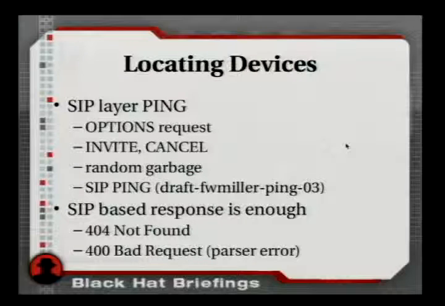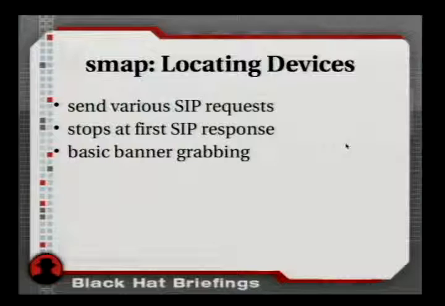Tells me that's a SIP device. And at this point, that's pretty much all that I want to know. So what I do is I send all the different kinds of SIP messages, and once I get a response, I know it's a SIP device. I don't care what kind of response I got, as long as it starts with the valid SIP response header. And I can do basic banner grabbing, like shown before.